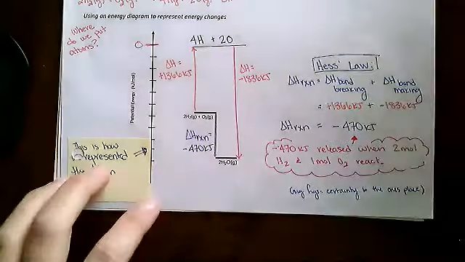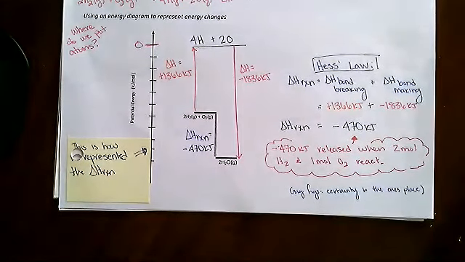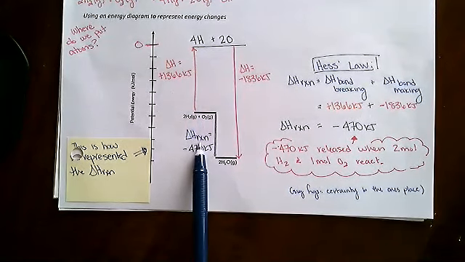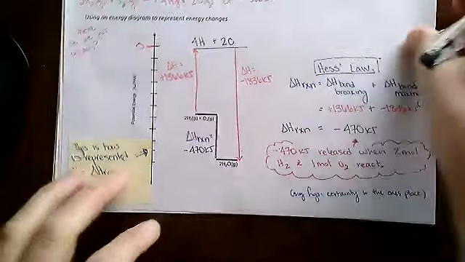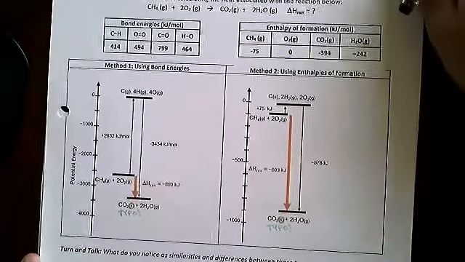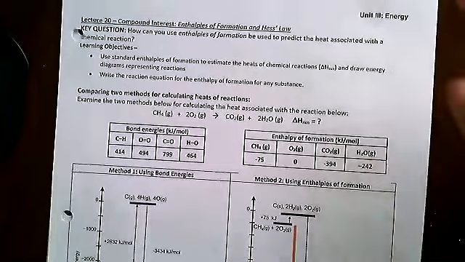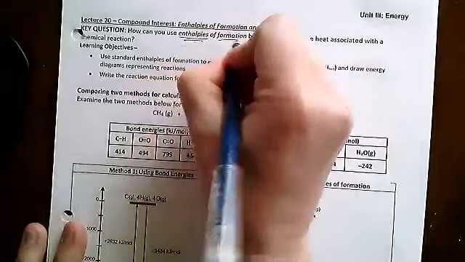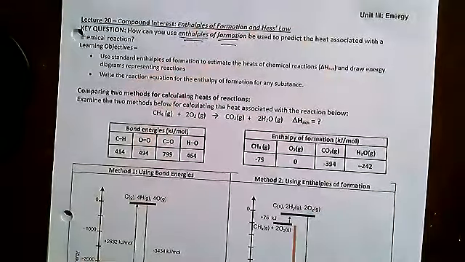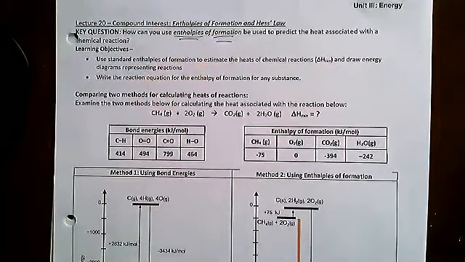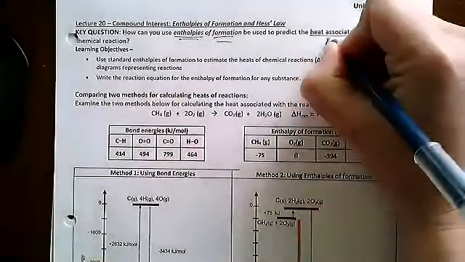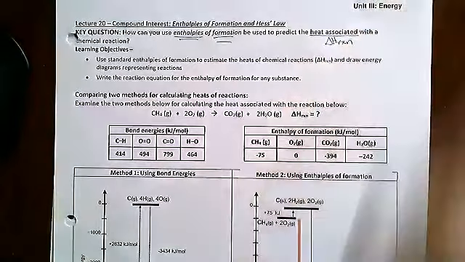Okay, so what we're going to do today is I'm going to teach you another way of quantifying the heat of reaction. You're going to start by comparing similarities and differences. So let me just take you to the top really quick. In this lecture, rather than bond energies, we're going to use enthalpies of formation, and the whole lecture will be trying to figure out what that means. So how do we use enthalpies of formation to predict the heat associated with a reaction? In other words, delta H.